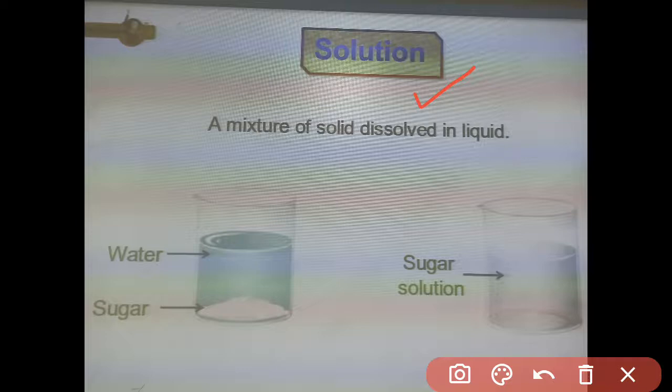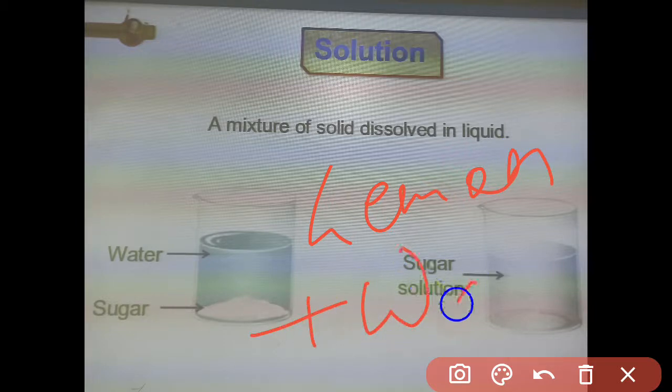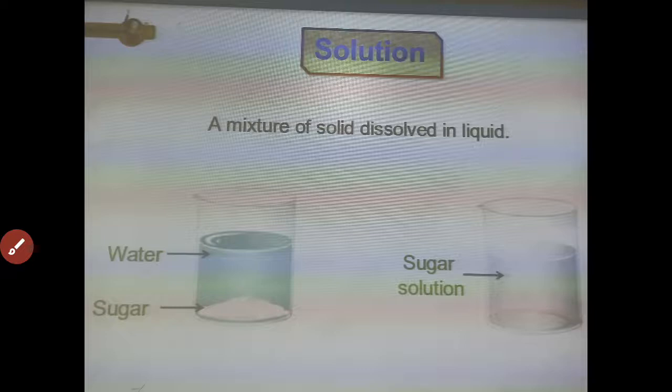So a solution is the mixture of a solid dissolved in a liquid. For example, if you dissolve sugar in water, then it will become sugar solution. In the same way, if you are dissolving salt in water, then it will become salt solution. The other examples can include the mixture of lemon and water, then it will become a solution. So this is how we define solution.